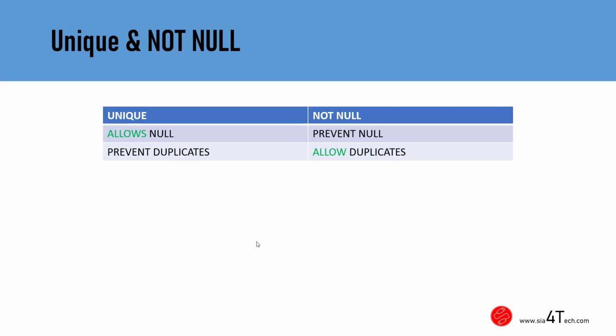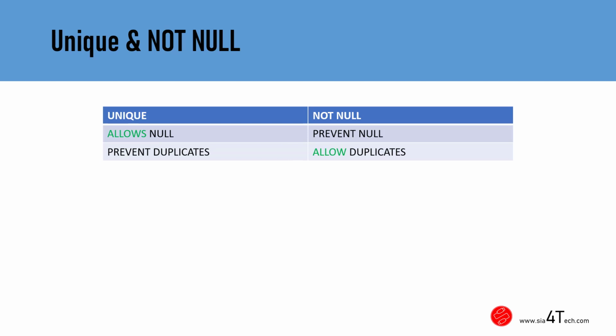In the previous video, we have learned about unique and not null constraint and how to use them. We learned that unique constraint is allowing null and preventing duplicates, while the not null is preventing null but allowing duplicates to be inserted to that column. So they are working in reverse to each other.